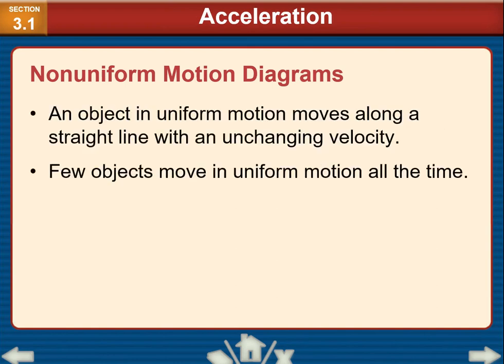Okay, so up until now we've talked about objects going at a constant speed. We've looked at what's called uniform motion. Most things, as you know, don't go in a straight line at a constant speed.